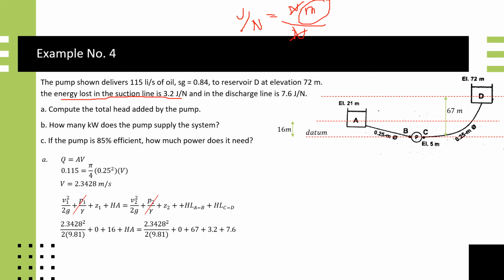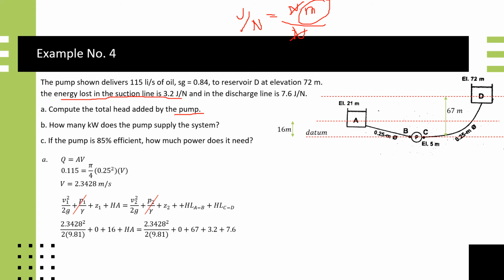Z1 is 16, ito yun. And HA yung hinahanap natin, that is pump. Kaya HA yung nakalagay. And then, pansinin nyo, dahil pump siya, nandito siya sa kaliwa. HA is nasa kaliwa. Okay? Is equal to 2.3428 squared over 2 times 9.81, which is the same as this one. Kaya makakancel yan mamaya. And then, P2 over gamma is 0. Z2 is 67. Ito yun, 67.